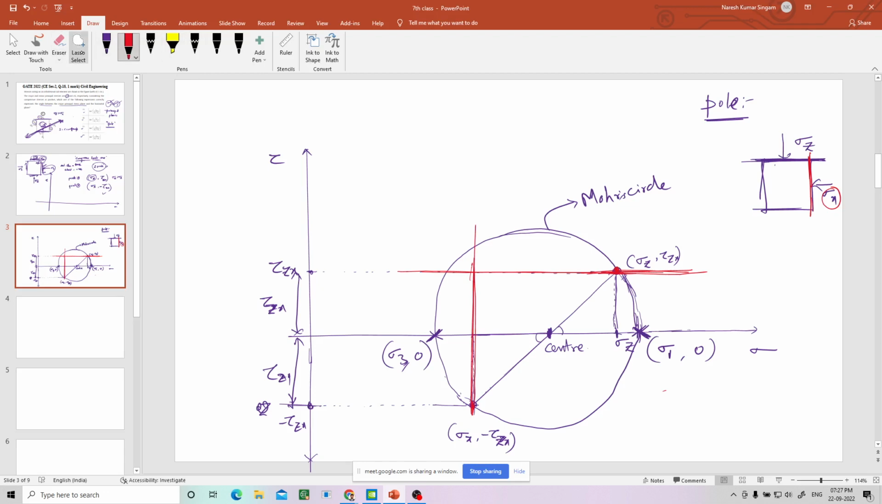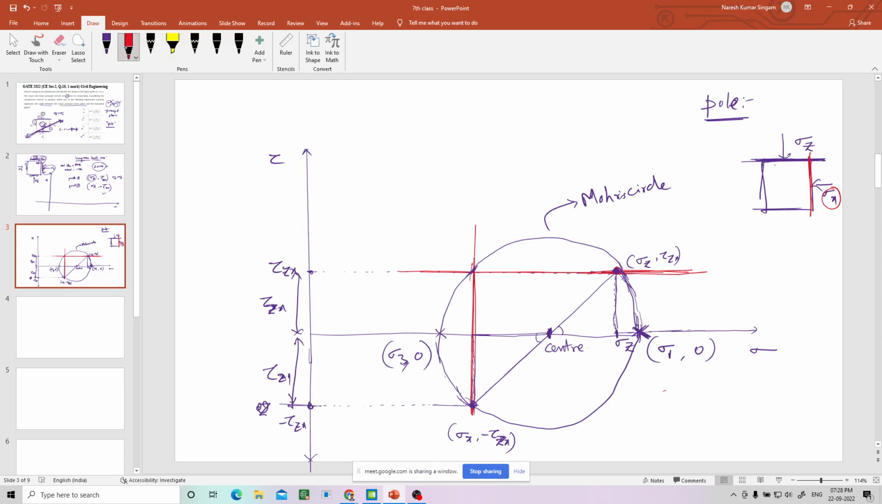Let me erase this first. Actually the circle does not look like this, it should pass through this. Okay, let me draw again. So this is sigma 3.